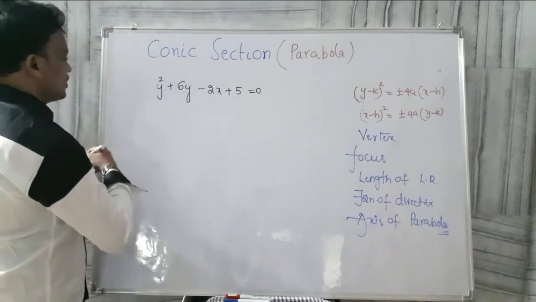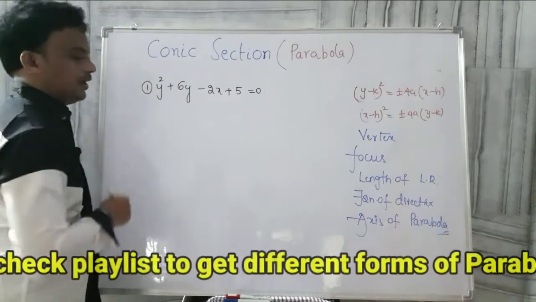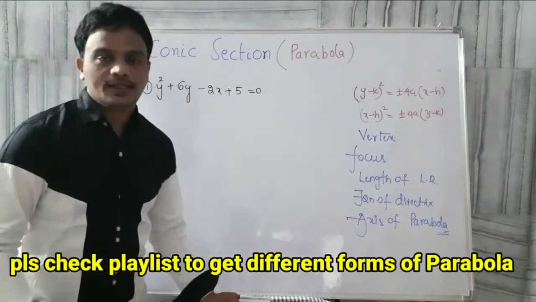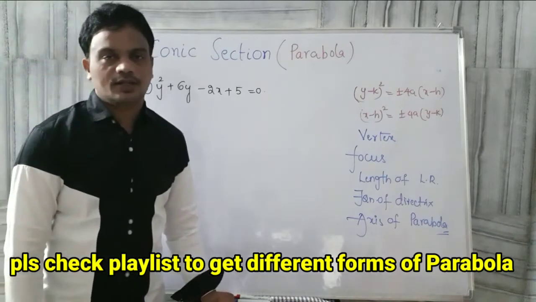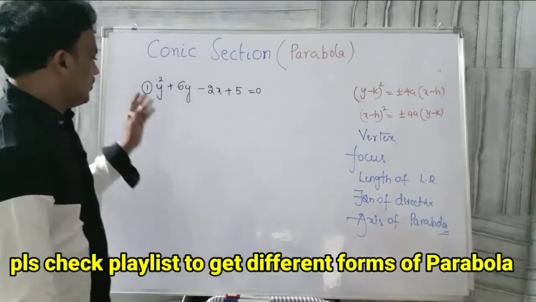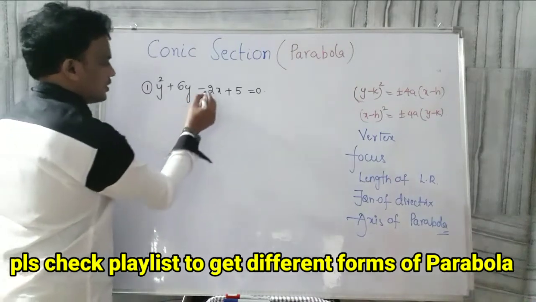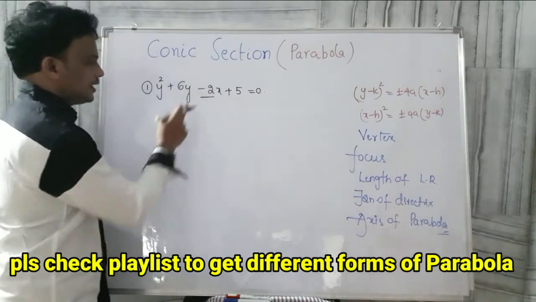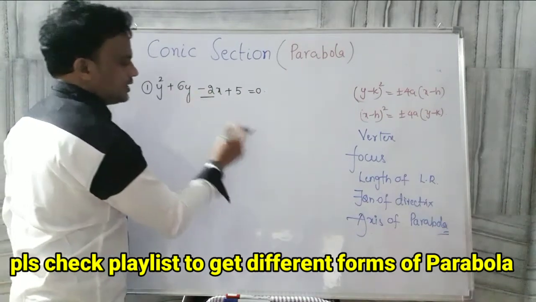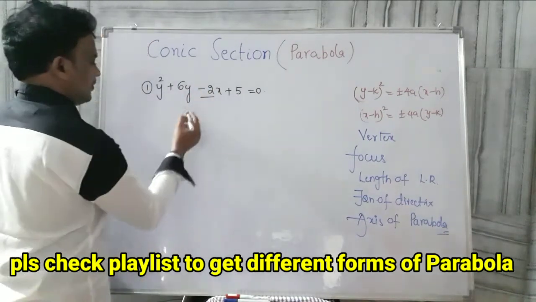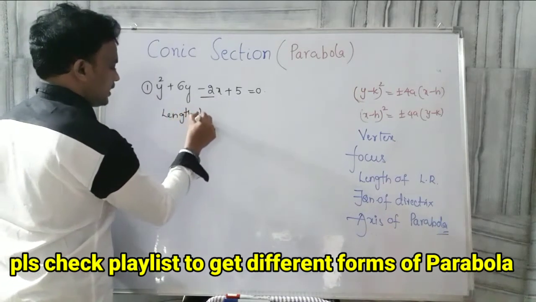Before going to that, make sure that the y square coefficient must be 1. If it is not 1, we can make the y square coefficient 1. Then after we can proceed like this. Here the x coefficient is, what is the x coefficient? Minus 2. Right. That x coefficient is nothing but your length of latus rectum.